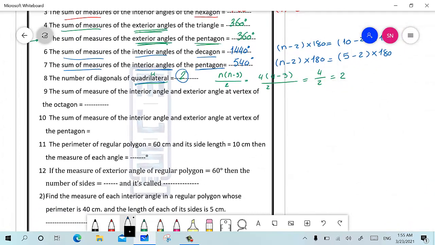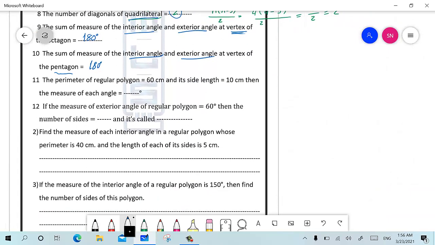Now let's go for number 9. The sum of measures of the interior angle and exterior angle at a vertex of an octagon. We said that an interior angle plus an exterior angle sharing the same vertex, their sum is always 180 because they are adjacent supplementary angles. The same for question number 10. The sum of measures of the interior angle and exterior angle at a vertex of a pentagon. It will not matter. The interior angle plus the exterior angle at a vertex equals 180 degrees.